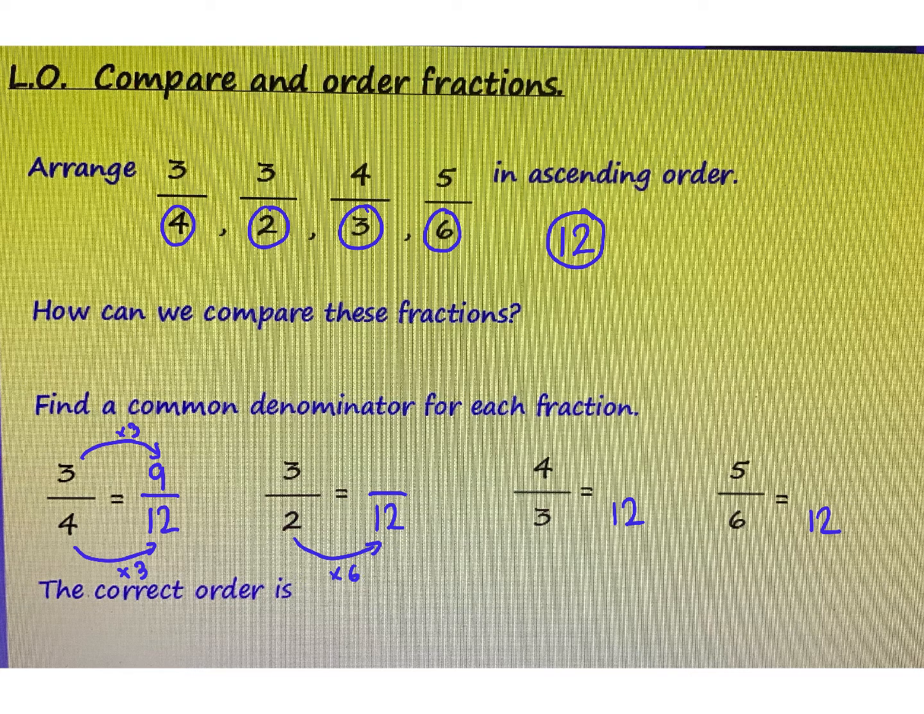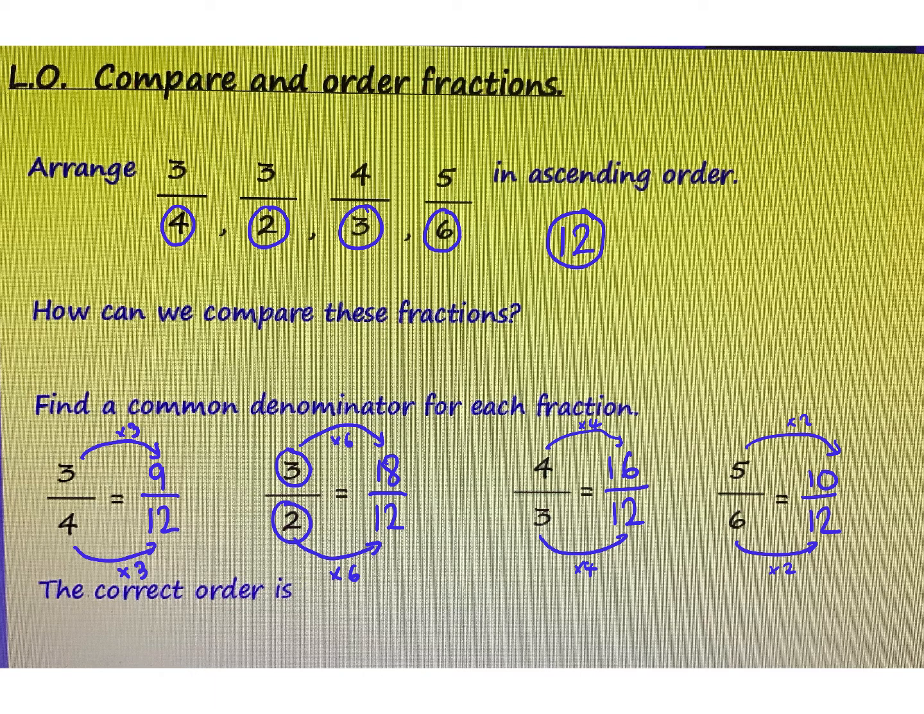3/2, I have times by 6. So I need to times my numerator by 6. Whatever I do to my bottom, I must do to my top. 3 times 6 is 18. 4/3, how have I got from 3 to 12? I times it by 4. What I do to my bottom, I must do to my top, and vice versa. So that's going to be 16/12. And 5/6, I have doubled that, so I need to double the numerator to get 10/12.